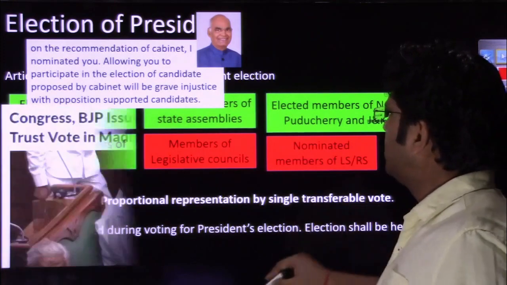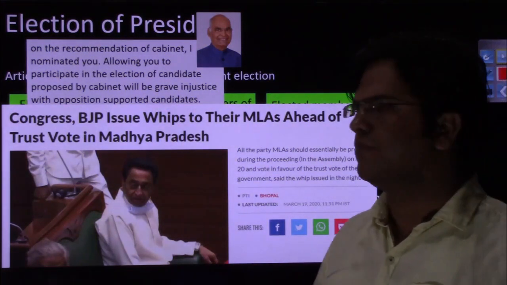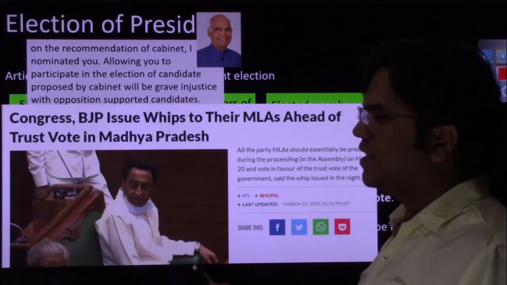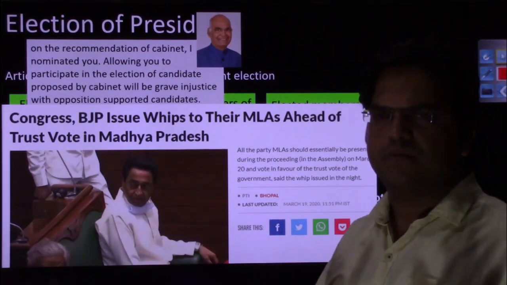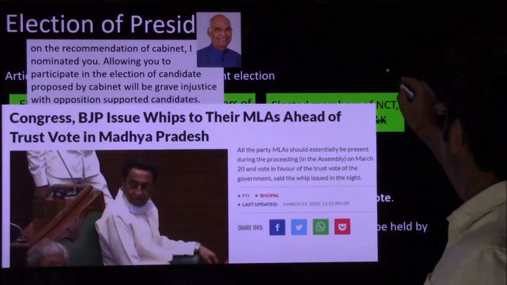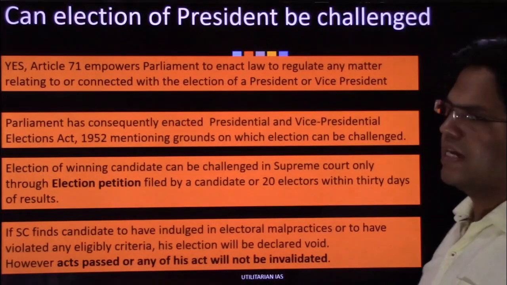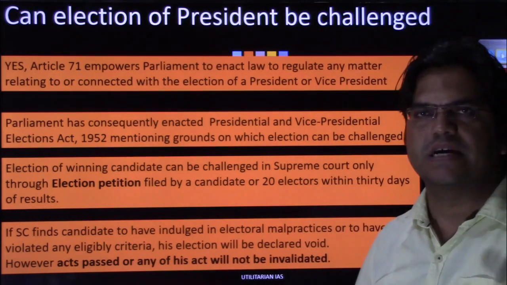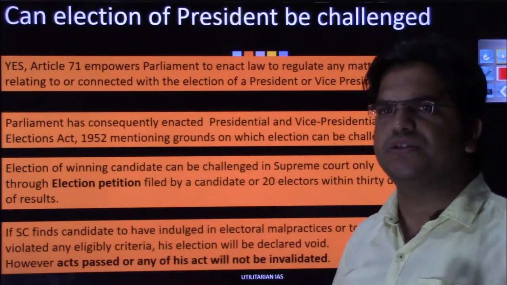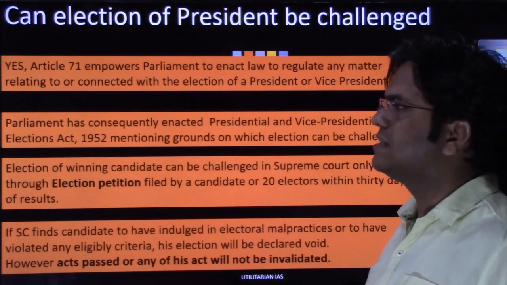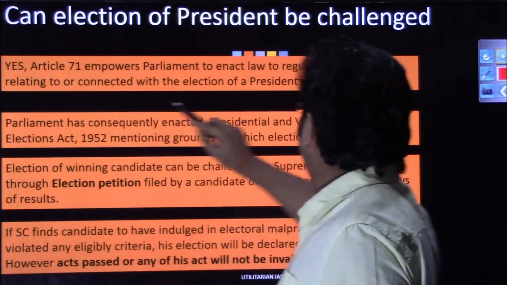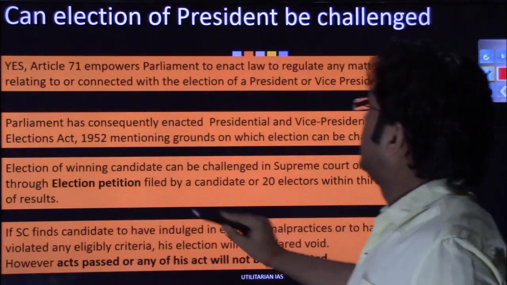So this is one example of whip, where recently in Madhya Pradesh, when you had this assembly floor test, Congress and BJP had issued whip to their MLAs to decide that okay, you should vote in this manner and you should not vote in this manner, right? Thereafter, can election be challenged? So once a candidate has been declared winner after the election, can his election be challenged? The answer is yes. So Article 71 mentions the ground of that challenge, right?